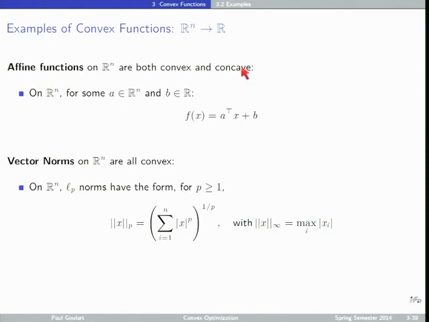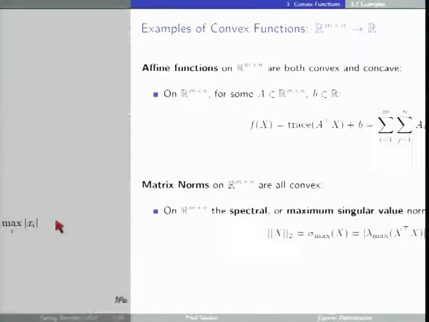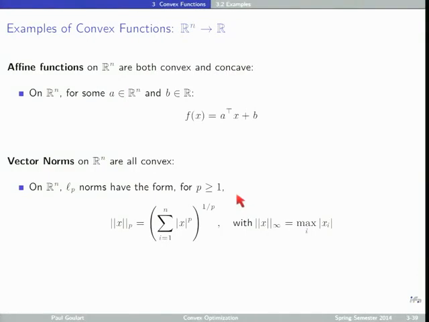An affine function, even in Rn, is both convex and concave. You can check it in the same way. I said before that level sets or balls, defined by all the x's that have a value according to some norm less than some number, make a convex set. And this is because the functions are convex. Okay, so any norm is a convex function.